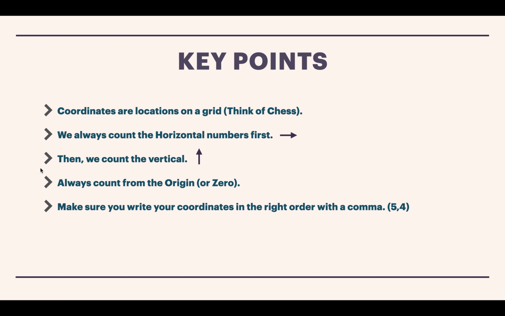Remember that. Always count from the origin. Never count from any other point. When you're finding coordinates, you always have to start from 0. And finally, make sure you write your coordinates in the right order with a comma, in brackets: x-axis, comma, y-axis. So this would be your horizontal number and your vertical number.